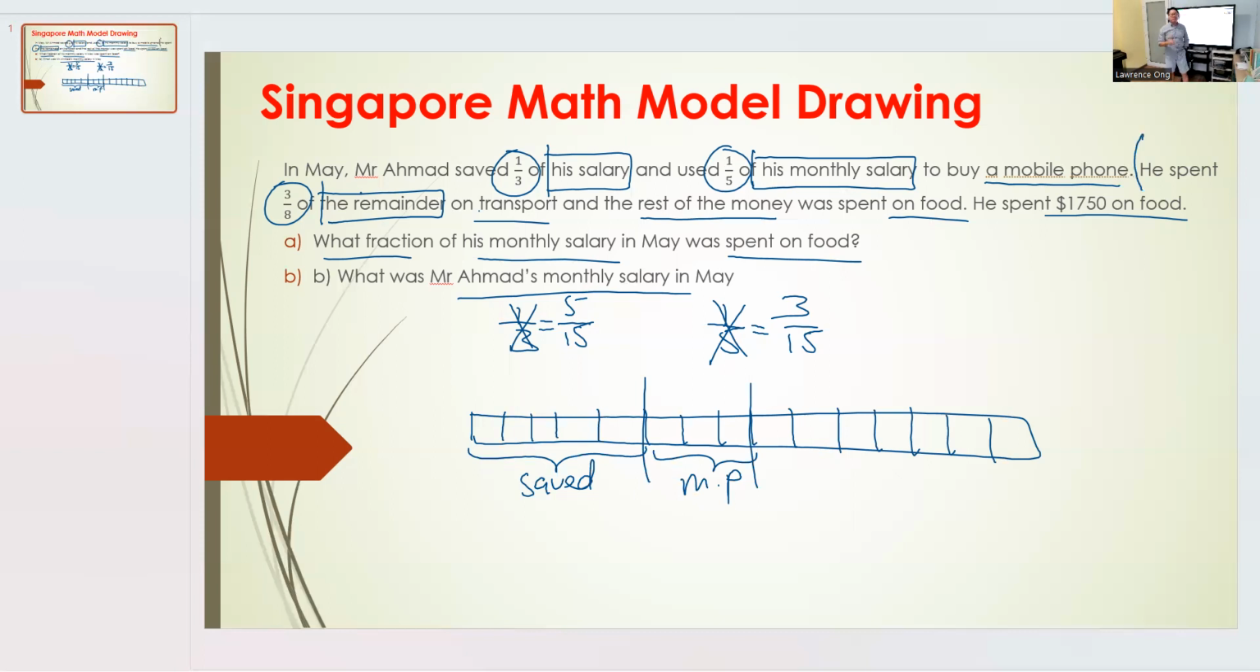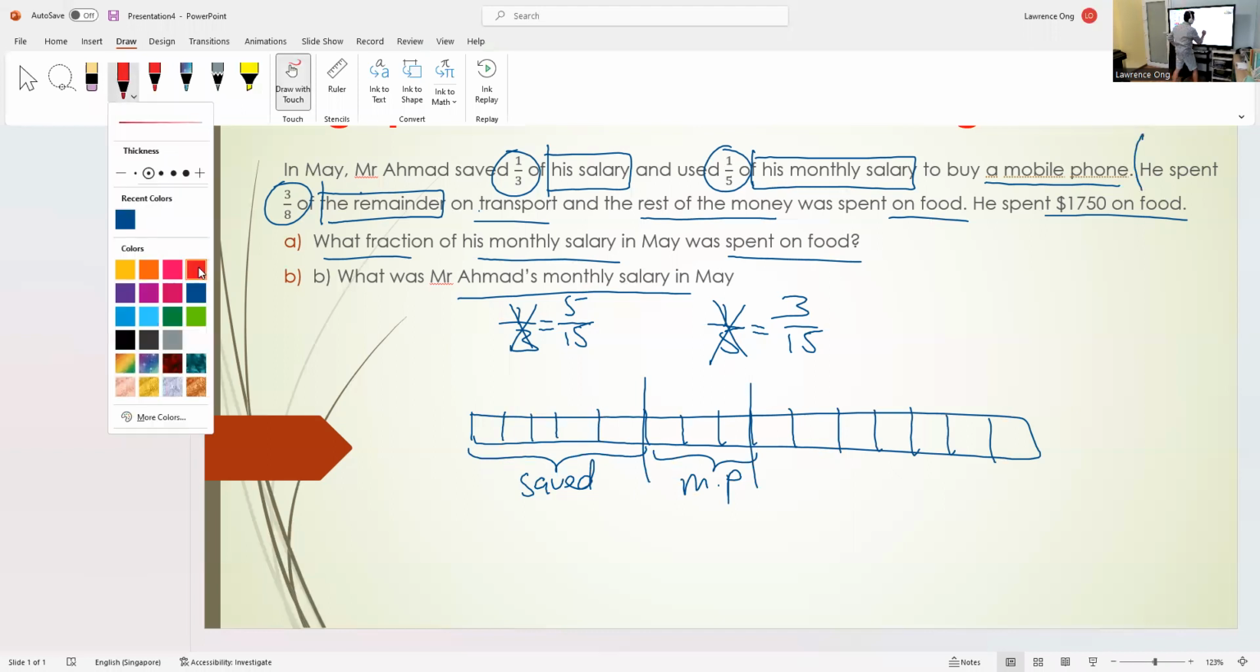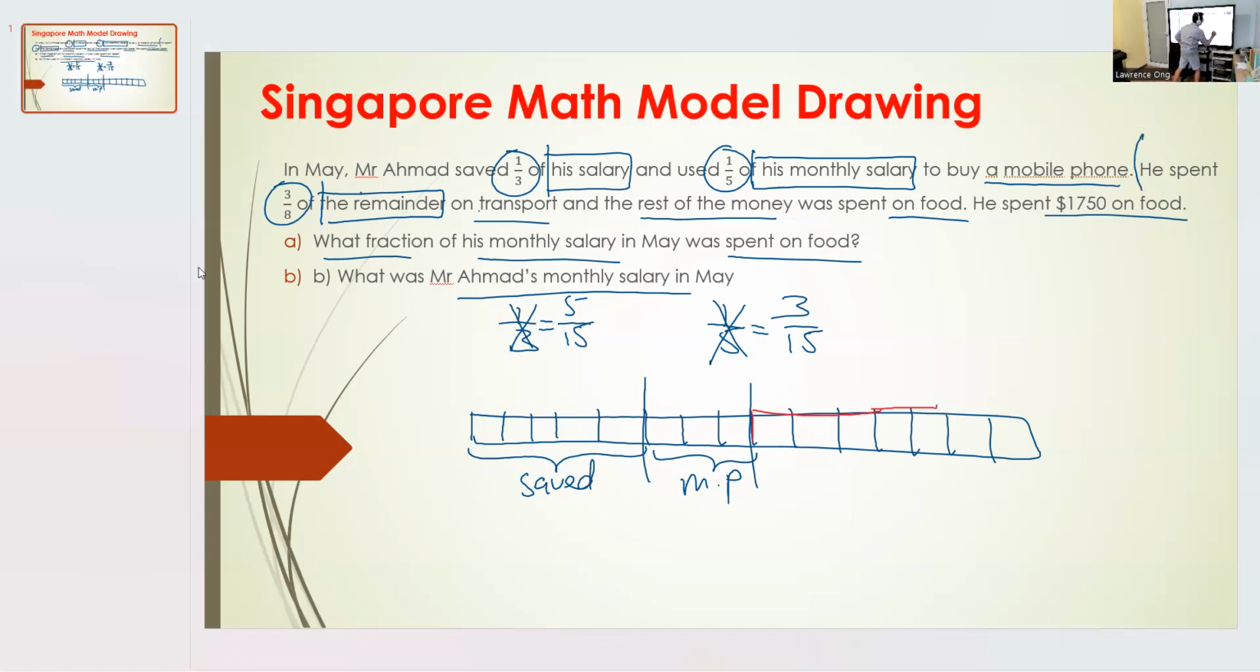So model drawing is like what I said before. We don't really solve when we are drawing. We focus on the entire drawing first, then later we use the model to solve. And he spent 3 over 8 of the remainder. So where is the remainder? Well, if you look at the model, the remainder is actually on the right side. So this is the remainder, which is how many boxes? You can see that there are 7, right? 7 boxes. So can we cut it into 8? We cannot.